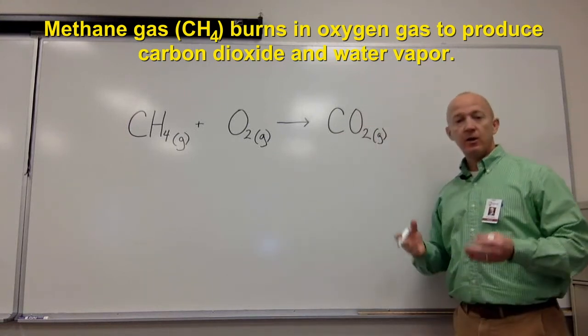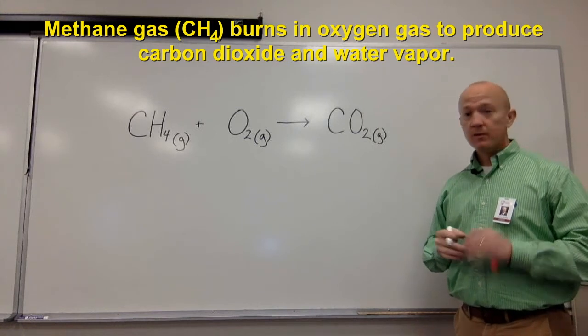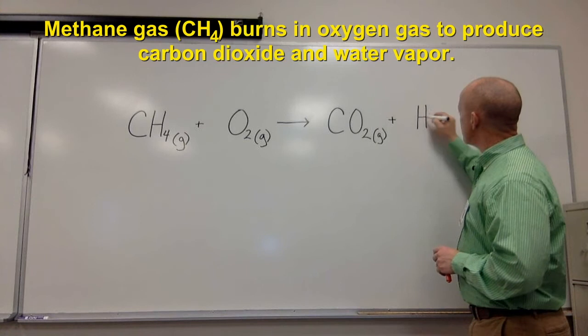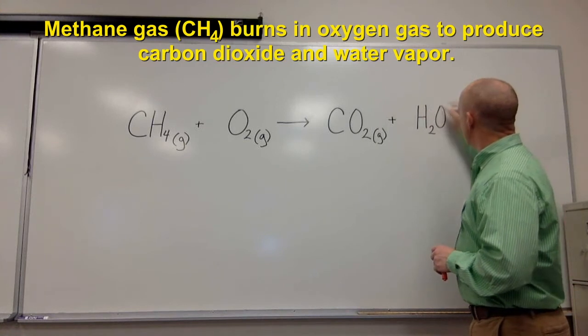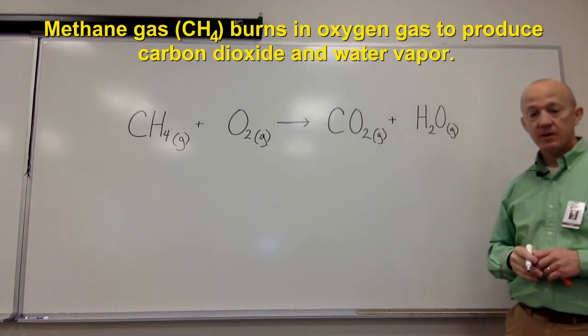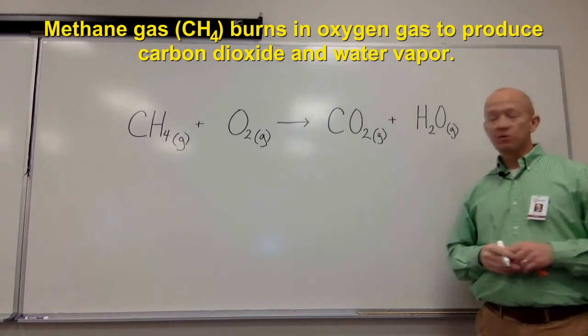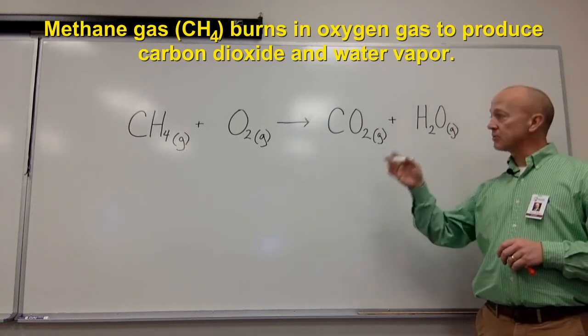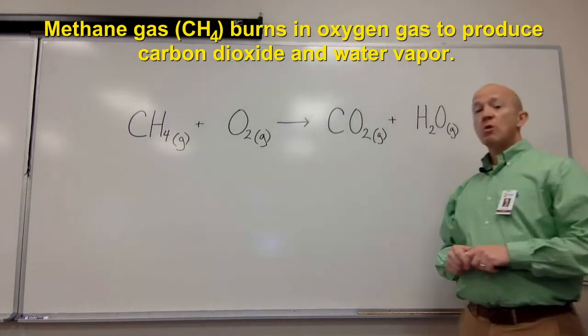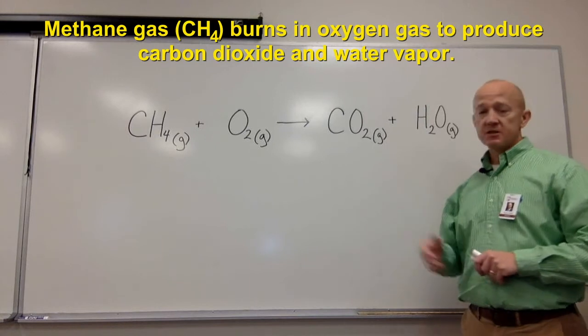And finally, water vapor. Vapor is the gaseous form of water. So I'll write H2O with a lowercase g in parentheses. This is my skeleton equation. Methane combines with oxygen gas to yield carbon dioxide and water vapor. So I've correctly represented my substances in my reaction.